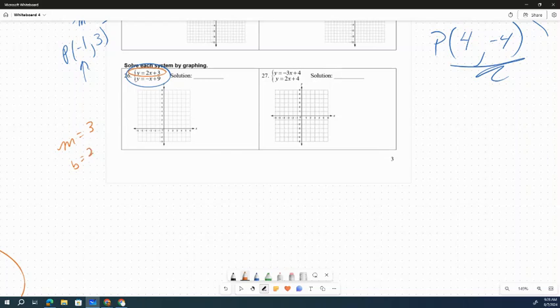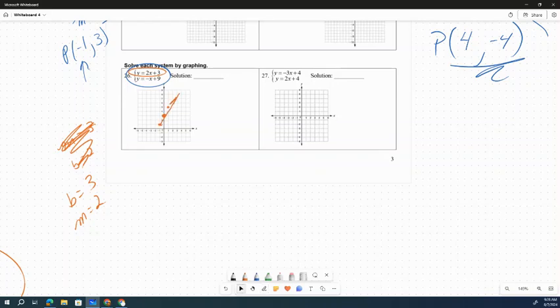Remember, I did that. My y-intercept is 3 and my slope is 2. So I'm going to plot my 3. Then I'm going to move my slope. I go up 2 and over 1. Up 2 and over 1. You could even go down 2 and over 1. And then graph it.